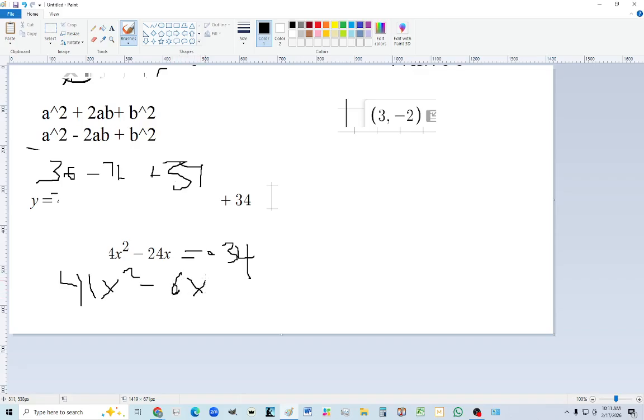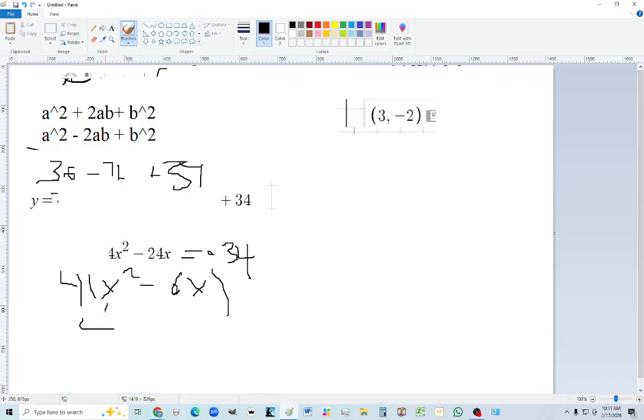6x. Then we have to half it. Then we have to half the 6x. We have 4(x - 3) squared. That's the perfect square right there. Then we have to subtract whatever the square of this is, minus 9. Then we have to get the number out.